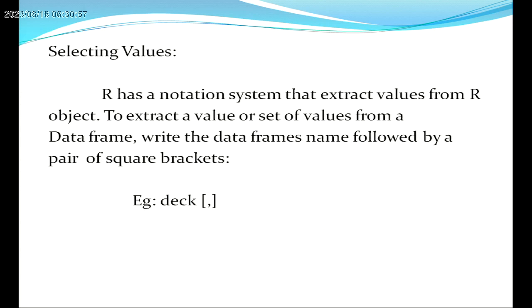Notation is nothing but selecting of values. R has a notation system that extracts values from an R object. To extract a value or set of values from a data frame, write the data frame's name followed by a pair of square brackets. We can use the data frames in our R platform. Example: deck, open square bracket, values separated by a comma, and then closing square bracket. This is an example of a data frame, and this is the data frame name.